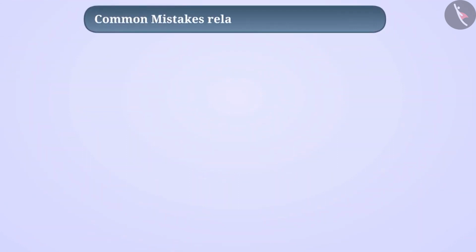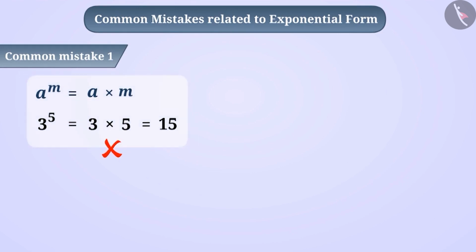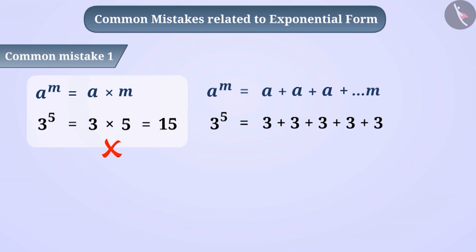Common mistake 1. Some children understand that to find the value of a number from an exponential form, the base and the power are multiplied. For example, to get the value of 3 raised to the power of 5, children often multiply 3 by 5 and get the result 15. This is a wrong understanding. Similarly, some children add the base as many times as it is exponentially to find the value of the number. For instance, to get the value of 3 raised to the power of 5, children often add 3 5 times to get the result 15. This is also a wrong understanding.